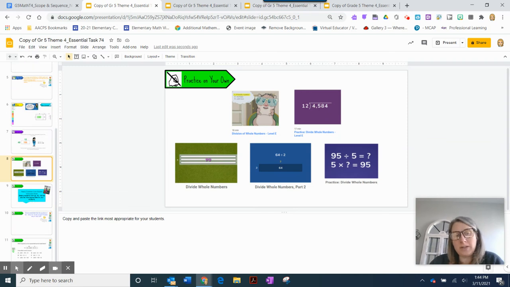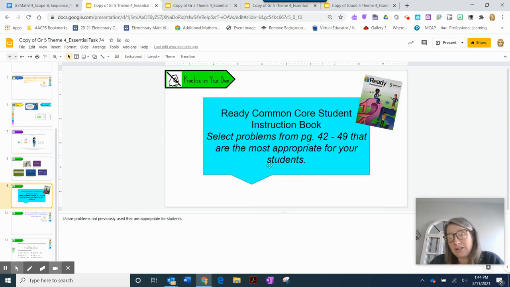Just like for multiplication, this is all based on student readiness. There's a bunch of Ready Common Core videos that you could utilize, and a bunch of pages of the Ready Common Core student book. Really pick what's the most appropriate for your students and their learning at this time. It's going to vary from school to school, class to class, student to student, so do what works best.